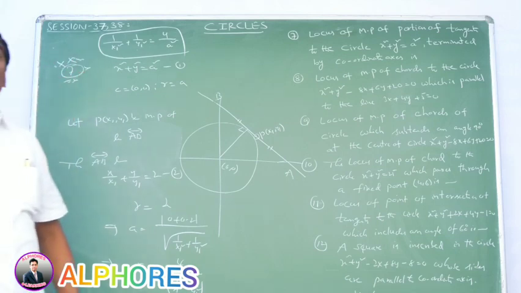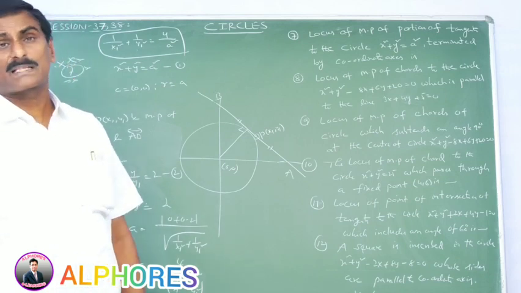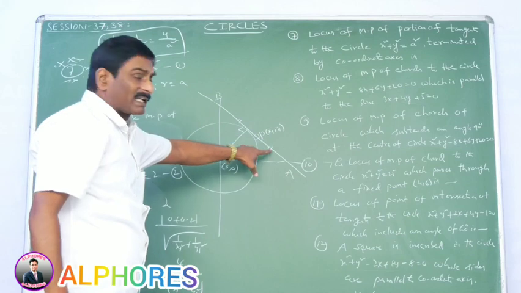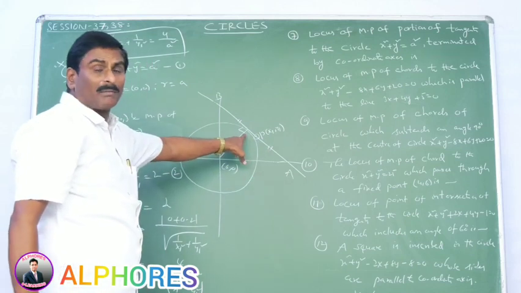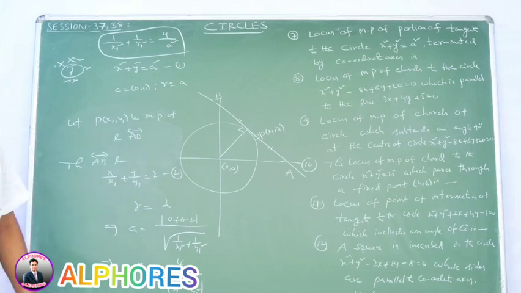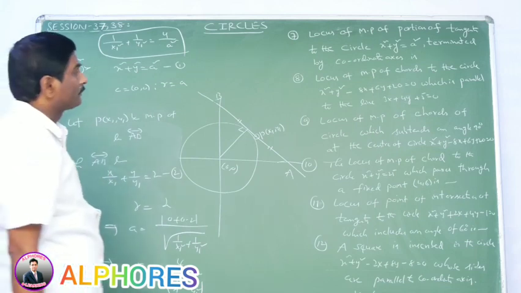If the midpoint of the line segment AB is given, the equation of the line is xx1 plus yy1 is equal to something. Here this line is tangent to the circle, so R is equal to D. By using that condition, we find the locus of P (x1, y1). Very, very important.